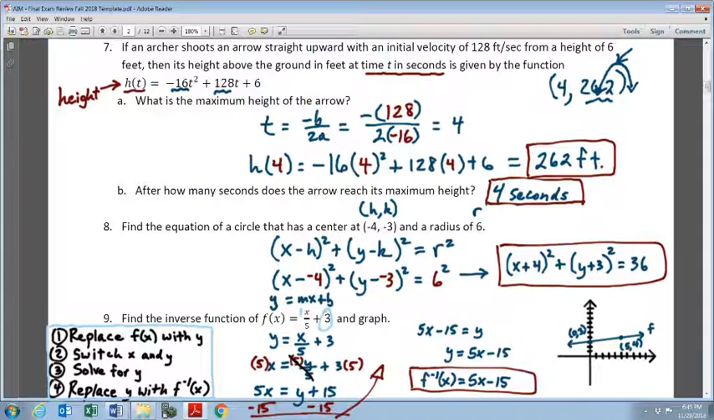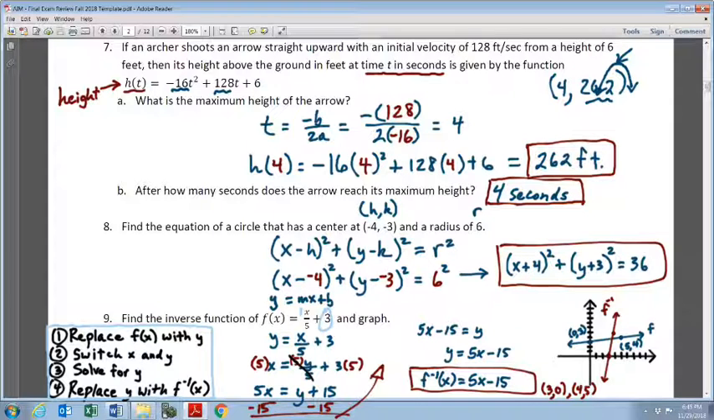But it'll be easier to just switch the points of f. So 3, 0 and 4, 5. Since 0, 3 is on f, that means 3, 0 is on the inverse. And the same thing with the 5 and the 4. We just switch those to get 4, 5. And when you plot those points, you can see that that would be the graph of f inverse.